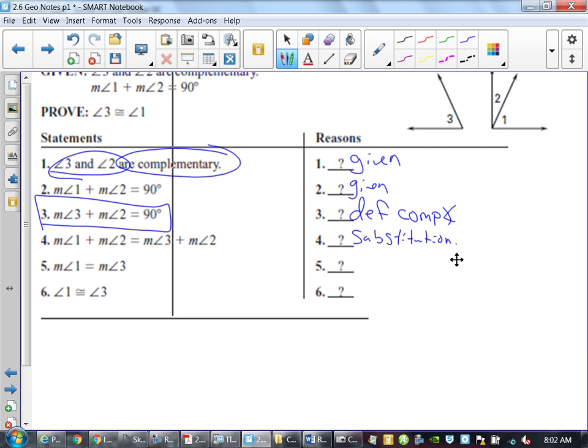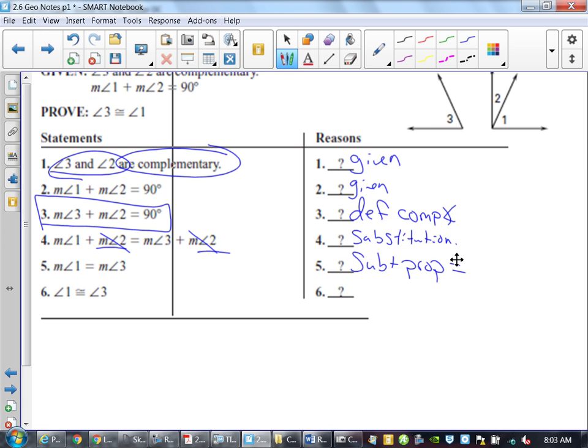Now, what did they do to get 1 and 3 equal to each other? They subtracted 2, so what's the property for that? Subtraction property of equality, very good. Notice they have angle 2 on both sides. It's an equation. If I subtract it, doesn't it go away? That's what they did. They subtracted the angle 2 from both sides and were left with that. They eliminated it. If you have the same thing on both sides of the equal sign, you can subtract it from both sides and it'll go away.